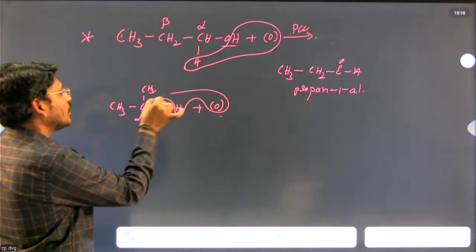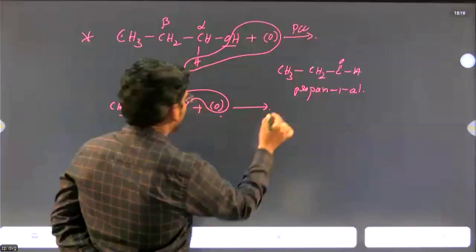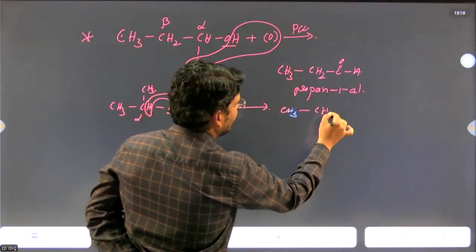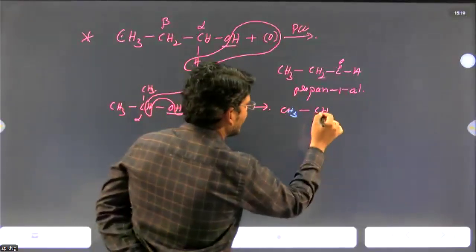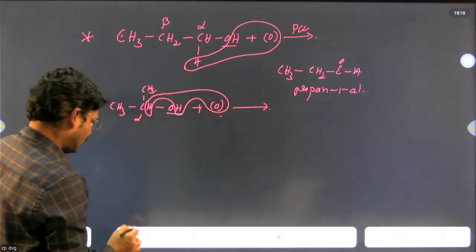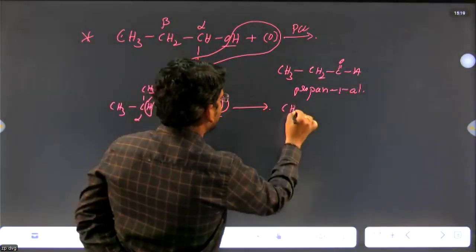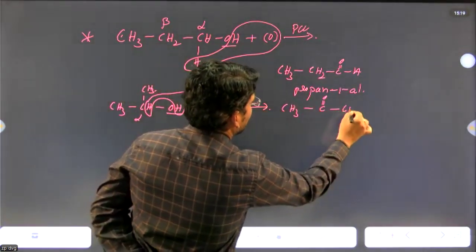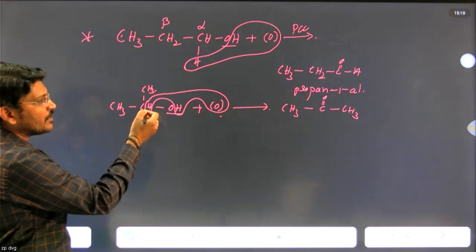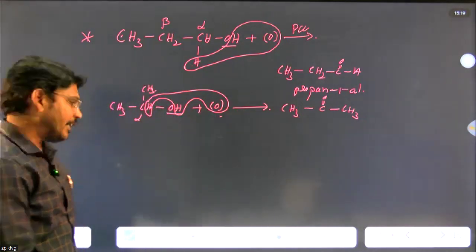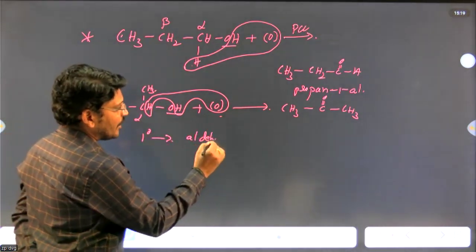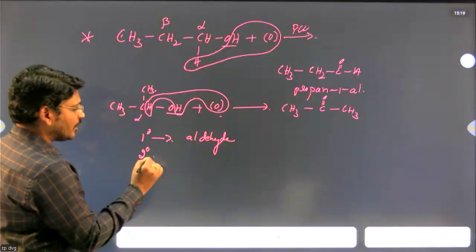So here one hydrogen, here also one hydrogen, and thereafter the oxygen, both are combined together. Then finally we get CH3, another CH3, and here C double bond O: CH3, C=O, CH3. If you observe carefully, what happens after oxidation in this compound? The secondary alcohol is converted into a ketone. So we have now discussed that primary alcohol is converted into aldehyde, and in the same way, secondary alcohol is converted into a ketone.